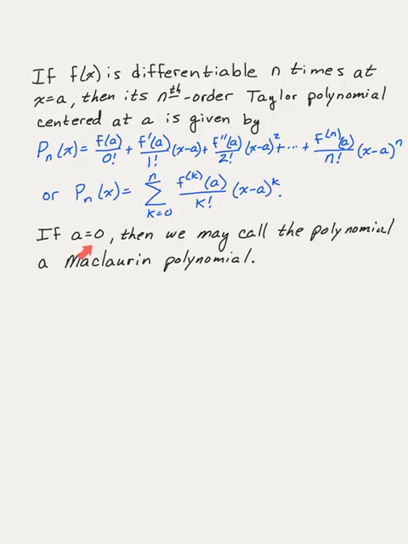Now, if a is equal to 0, then that means that our Taylor polynomial is centered at 0, and we can call it a Maclaurin polynomial.